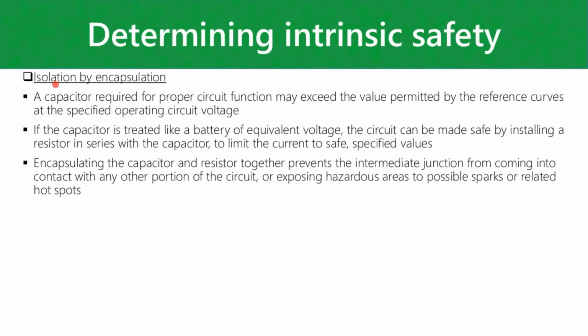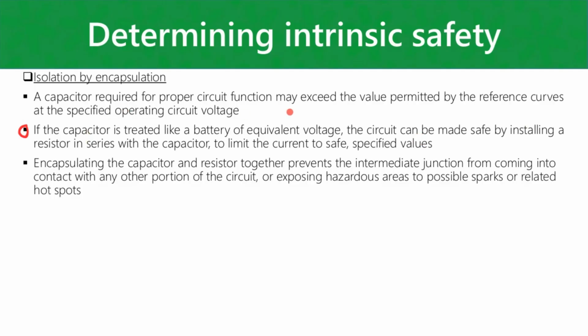And then you get isolation by encapsulation. Typically this is done for capacitors, or very big capacitors. The capacitor is essentially treated like a battery in this case, of equivalent voltage, though not really capacity. Capacitors have very low capacity compared to a battery. What's then happening here is that we can make the circuit safe by installing a resistor in series with the capacitor to limit the current to a safe specified value. This is particularly the case if that capacitor is discharging.